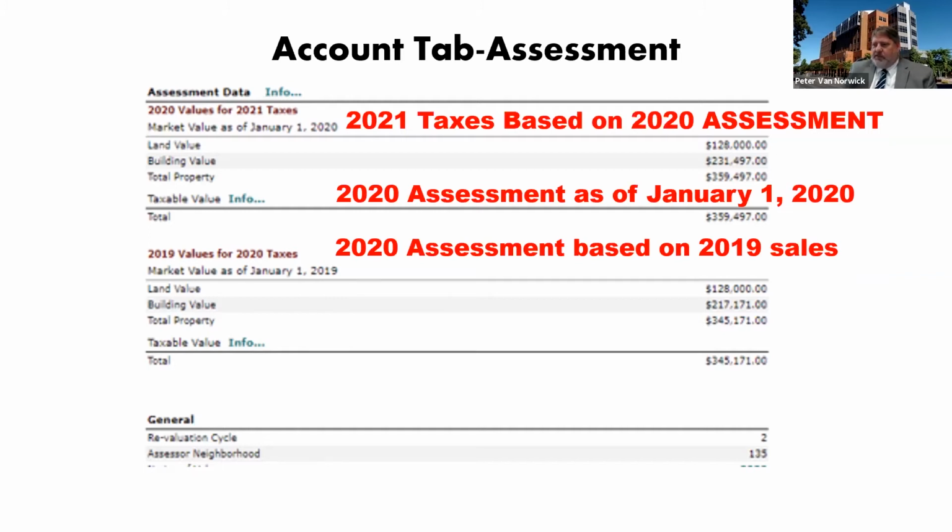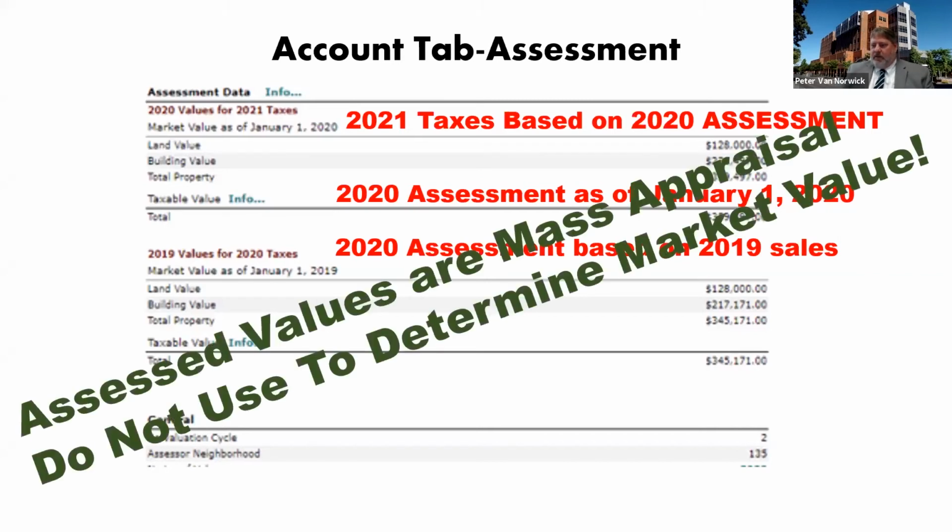So a lot of times people will call us up and say, hey, I'm selling the property, I would like the assessment to be higher. And we're like, really, you should never be looking at our assessment for market value for a couple of reasons. Number one, it's based upon sales that could be over a year old. And the other thing is our assessed values are mass appraisal values.